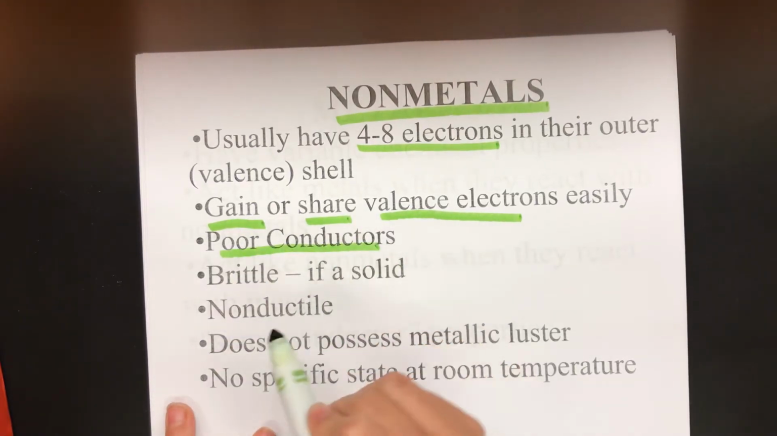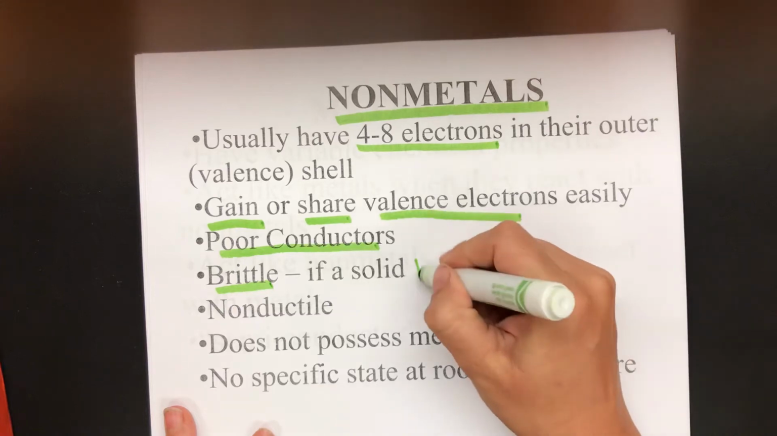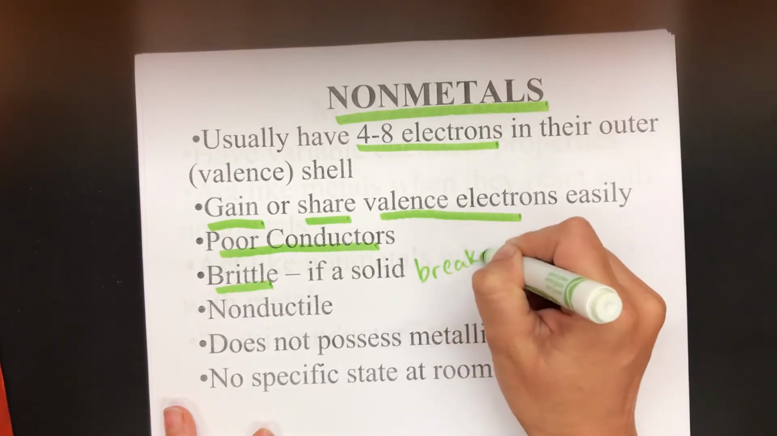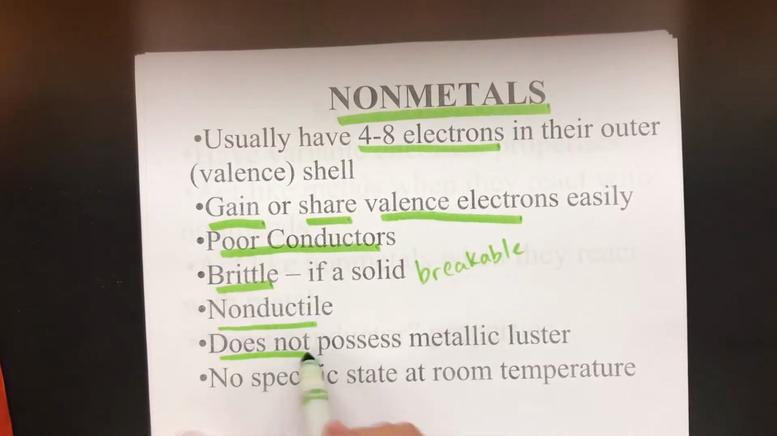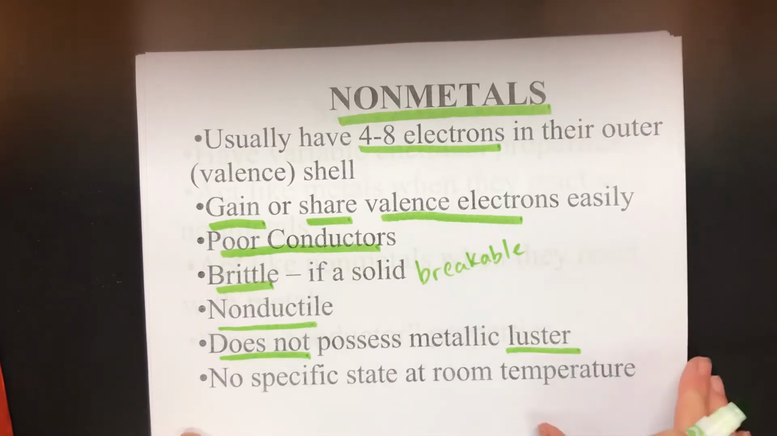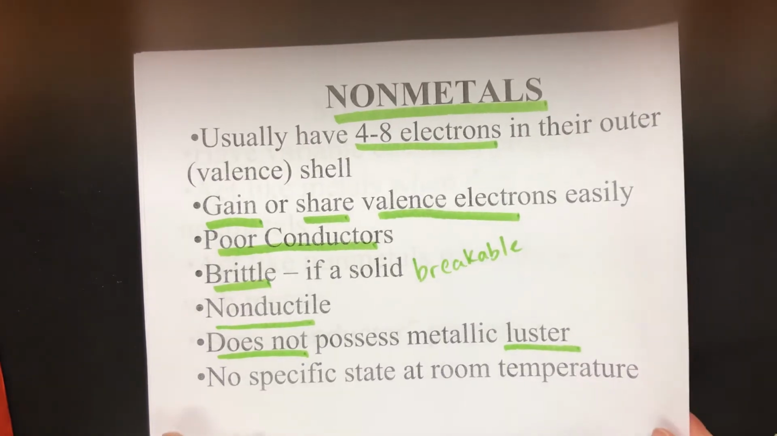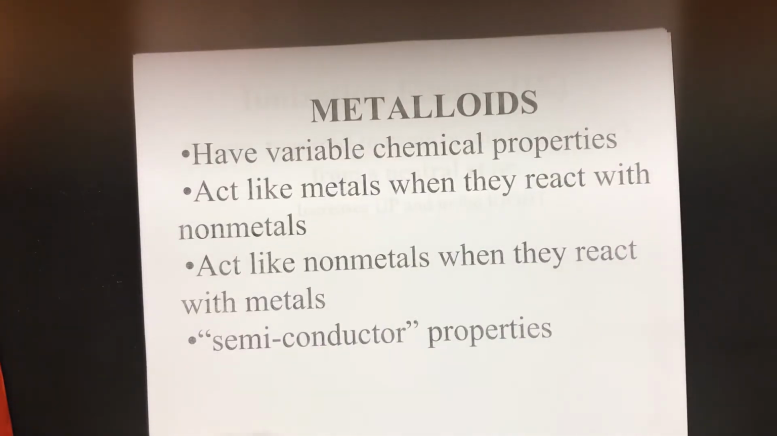They're poor conductors. Brittle, this just means that they break easy. They're breakable. Non-ductile, can't be stretched. Do not have shine. They have no specific state at room temperature. Yes, a lot of them are gases, but not all of them are gases at room temperature.